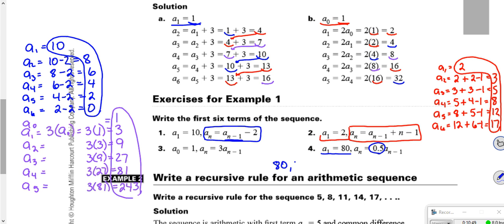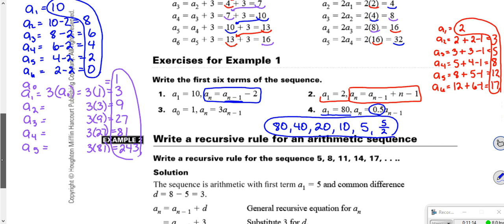So what's half of 80? 40. What's half of 40? 20. What's half of 20? 10. Half of 10 is 5. Half of 5 is just 5 halves is probably what I would leave it as. Or 2.5, I don't really care. And that's 6 terms. Okay, so I wrote the first 3 out in detail.